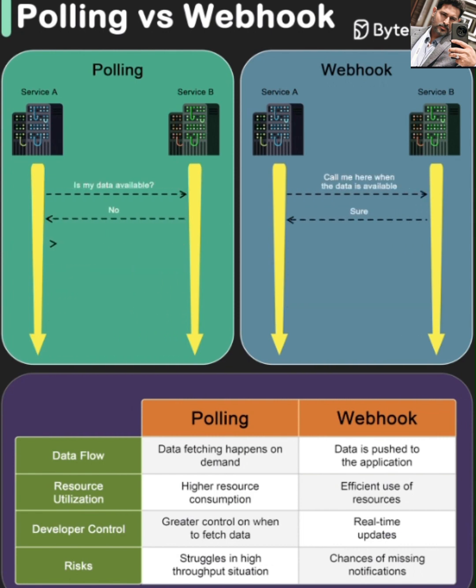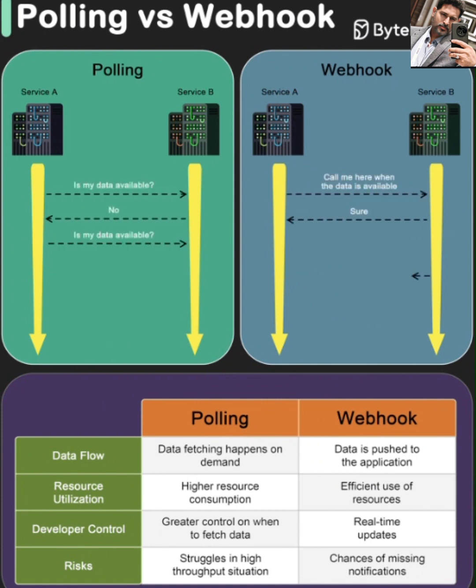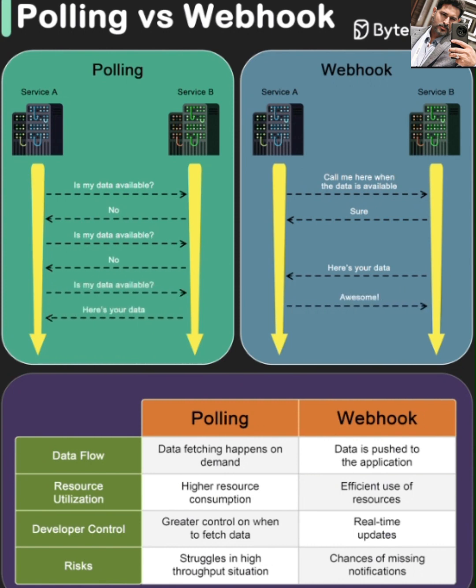On the flip side, one advantage is that developers have greater control over when and how the data is fetched. You decide the interval. However, polling struggles in high-throughput situations because you might miss real-time information or overwhelm the service with requests if you check too often.